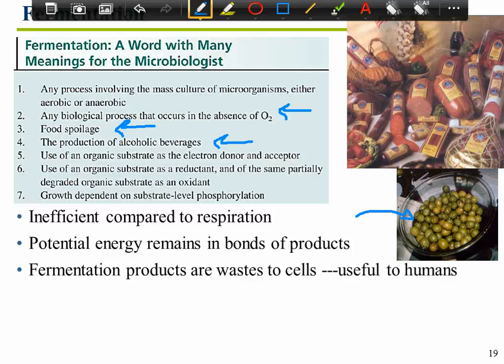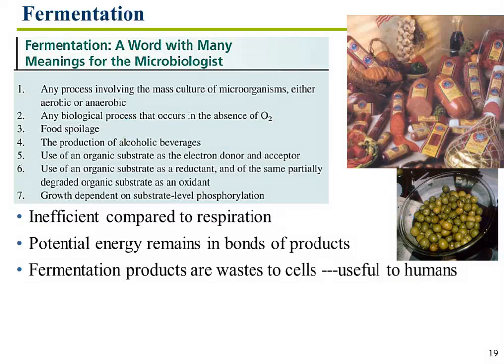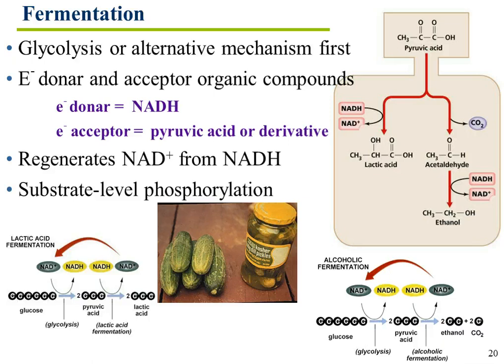Anyway, it's inefficient compared to respiration because you're only getting a few ATPs as opposed to, again, 30, 32 from every glucose that you get in aerobic respiration. We like many of these byproducts, so that's why it's useful to us. Okay, there are lots of different fermentation pathways. I only want to show you 2.